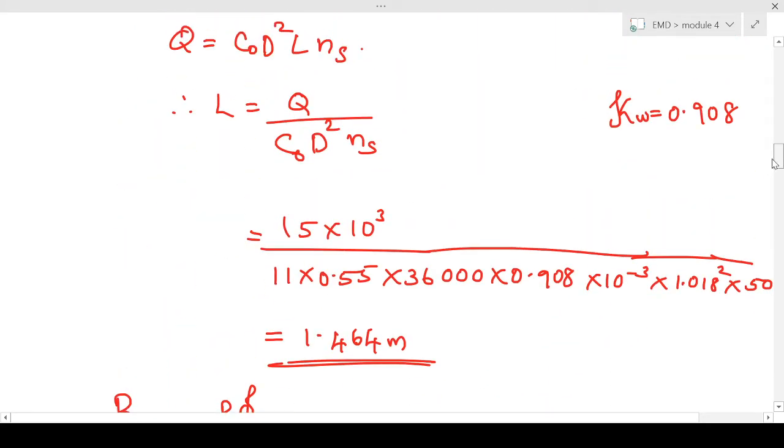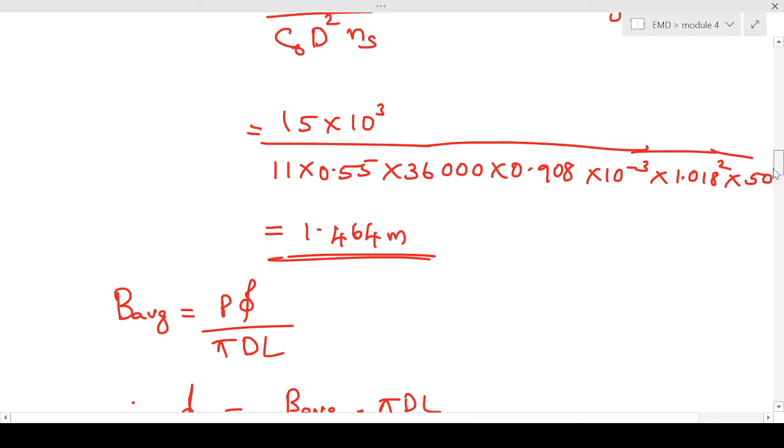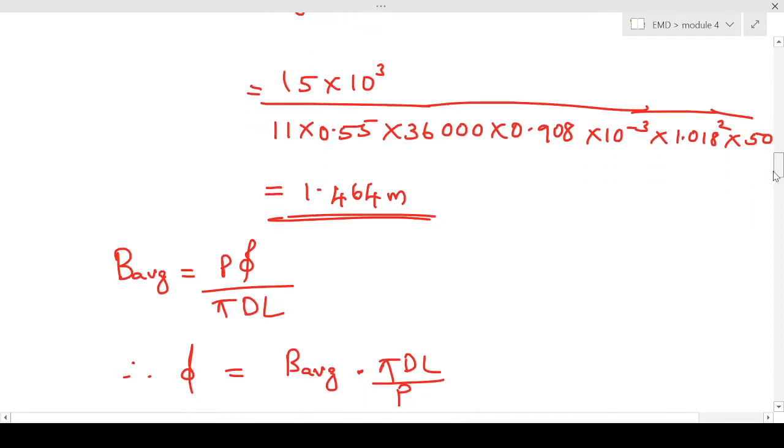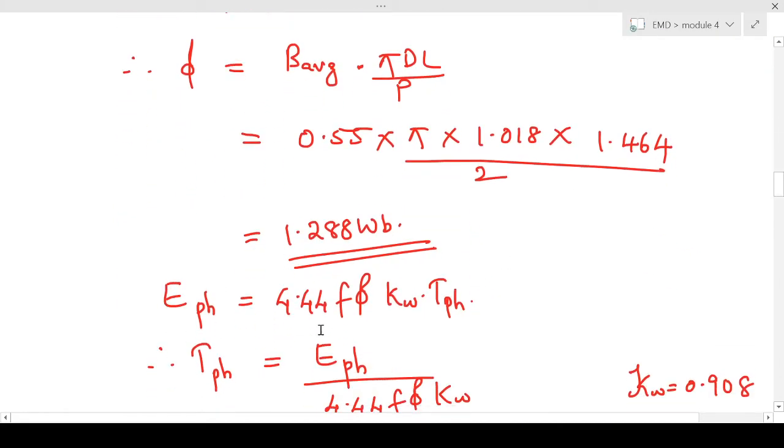So here we have substituted Kw as 0.908 in this expression, and the value of L is found out, and it is 1.464 meter. Next we have to find the turns per phase, number of conductors and all. In order to find the turns per phase, we can use the EMF equation. E phase is equal to 4.44 f φ Kw Tph, but the flux per pole is not known. So we have to find the flux per pole.